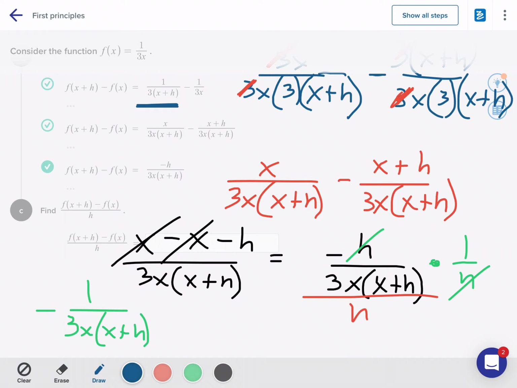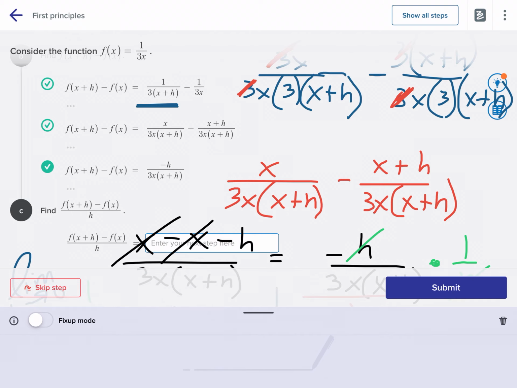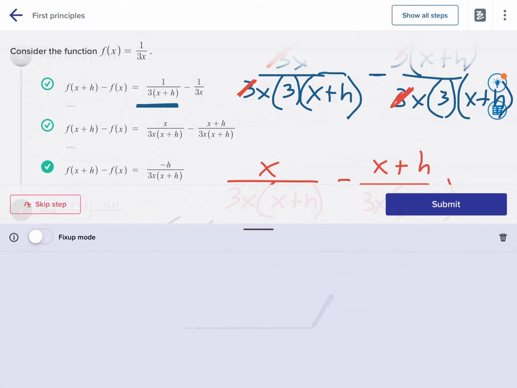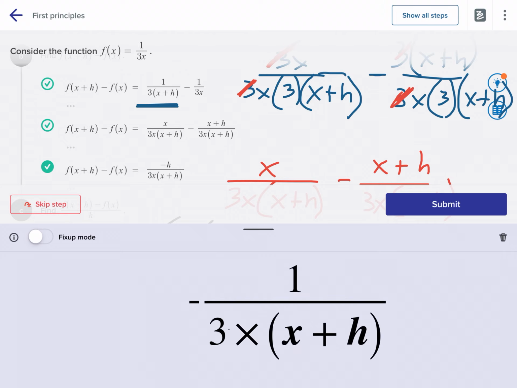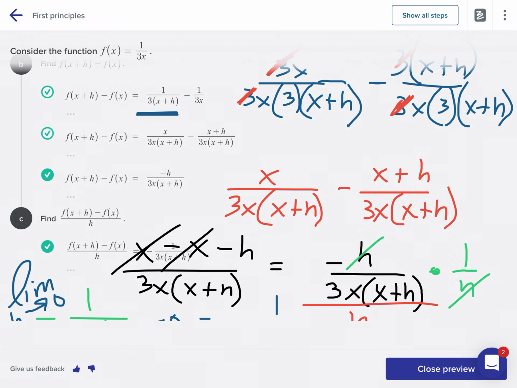I'm going to take it one step further. And we could say, what is the limit as h approaches 0? Well, as this thing goes to 0, then the whole function should become negative 1 over 3x squared. So that would in fact be a derivative. But for now, we just want to plug in the function f of x plus h minus f of x divided by h. So let's write negative 1 over 3x times x plus h. Make your x a little bit scripted. Okay, and then that question is done.